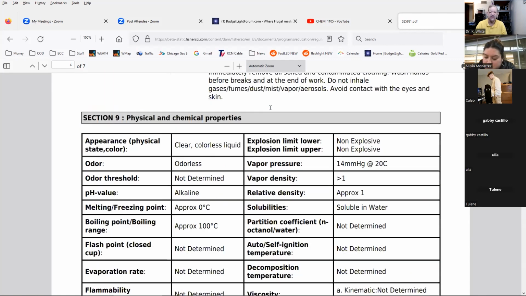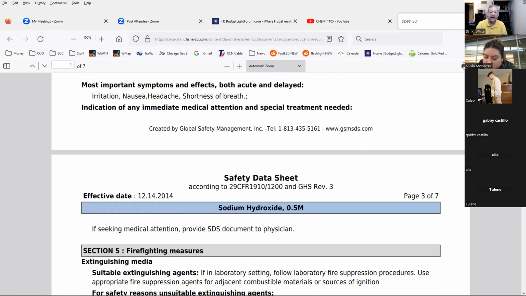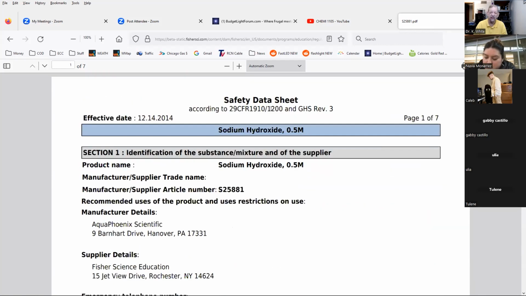So the MSDS or SDS has a lot of information that's very important for you to know when you're handling certain chemicals. And how do you find it? Well, the easiest way now is to go online for the stuff in your kit. You can go online through Google, or you can go to carolina.com and find them.